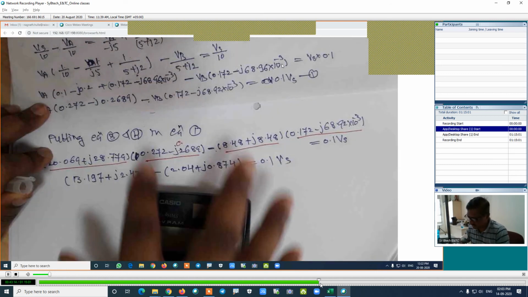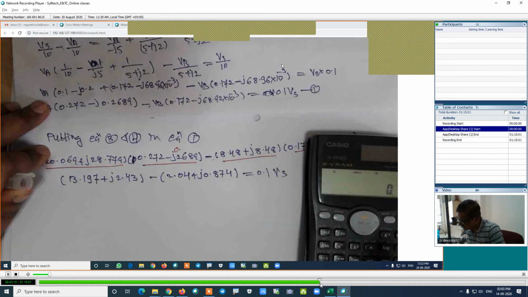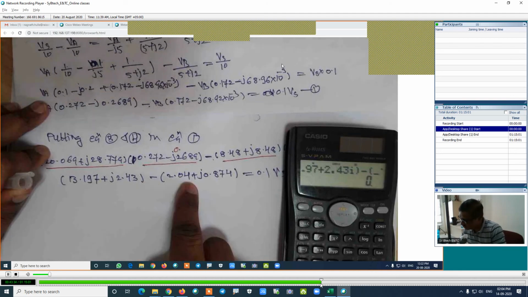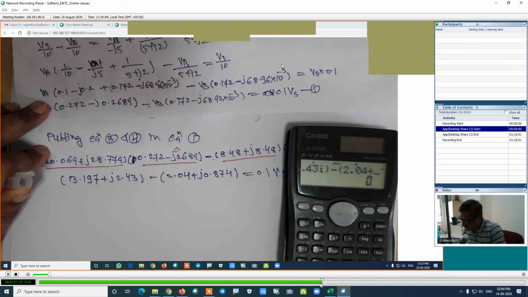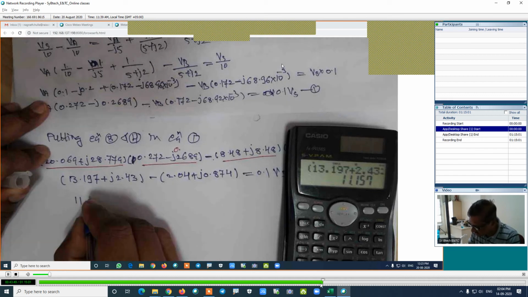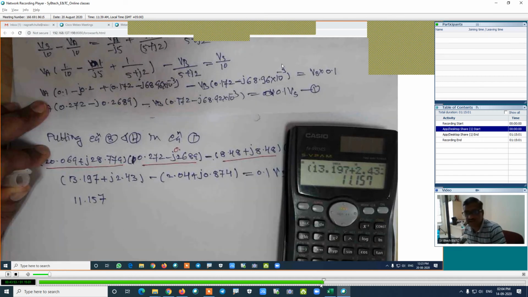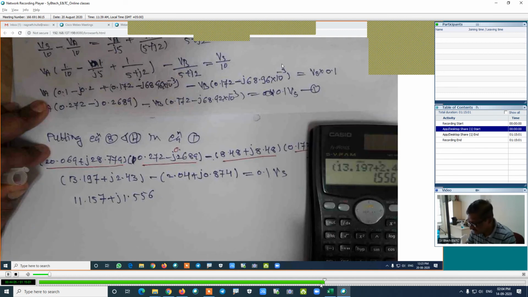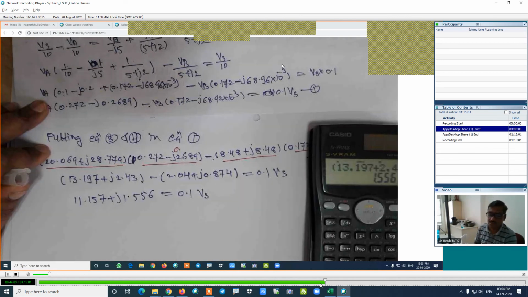Now I will complete this last part. This subtraction of these two complex numbers, I will use this calculation: start the bracket, 13.197 plus 2.43i, I will close the bracket, minus this bracket start 2.04 plus j 0.874. I will close the bracket. I will put the equal to sign. That is 11.157 is the real part. Is it right? And shift is equal to, which is plus j 1.556, the imaginary part. And this is equal to 0.1 Vs.